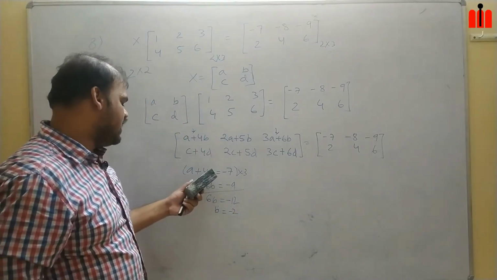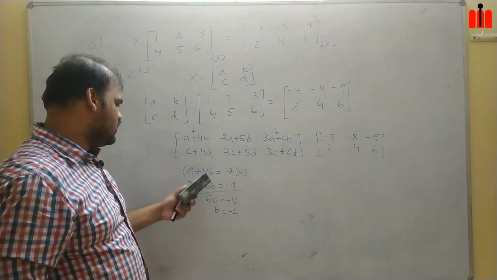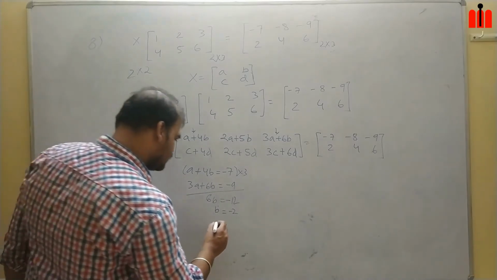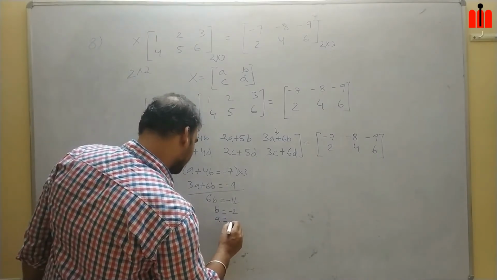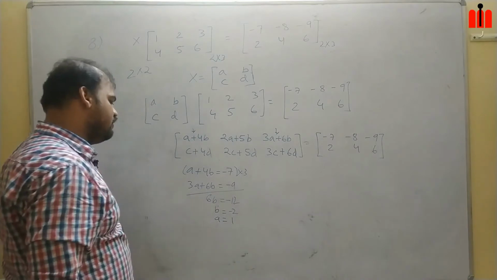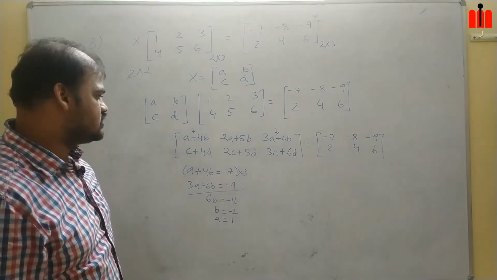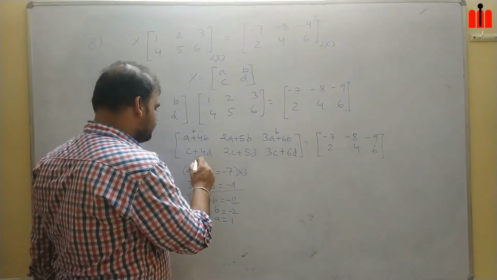Once b equal to minus 2, you substitute over here, then you will get minus 8. So a equal to 1. So a equal to 1 and b equal to minus 2. This is the solution of these two equations. Now another two equations for c and d.